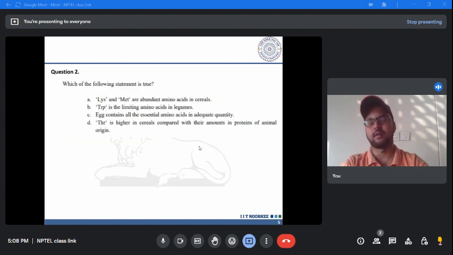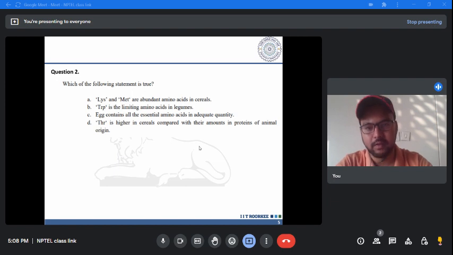Then question 2: which of the following statements is true? A, lysine and methionine are the abundant amino acids in cereals. B, tryptophan is a limiting amino acid in legumes. C, egg contains all the amino acids in adequate quantity. D, threonine is higher in cereal compared with its amount in the protein of animal origin.